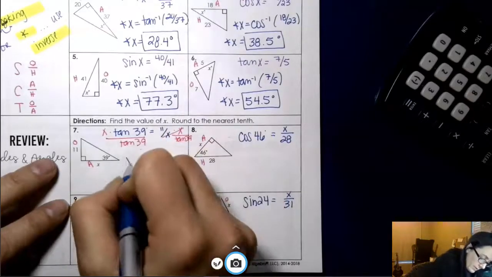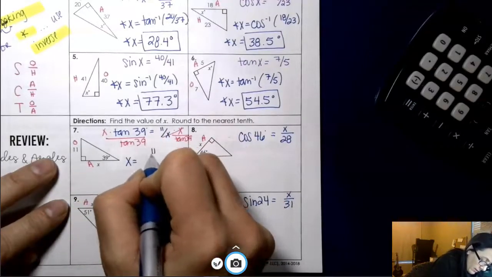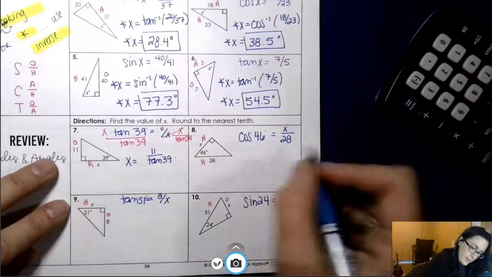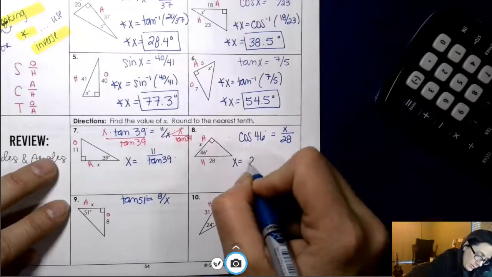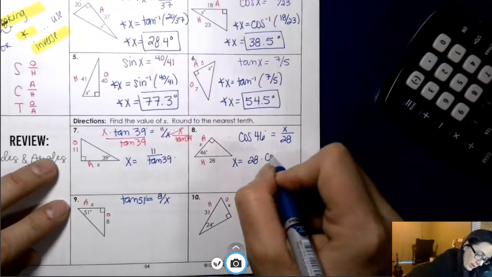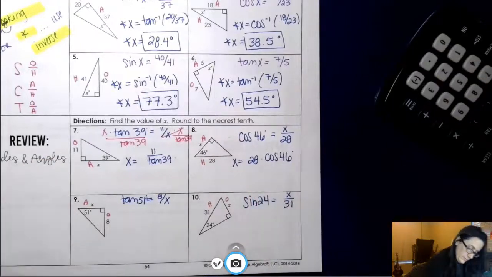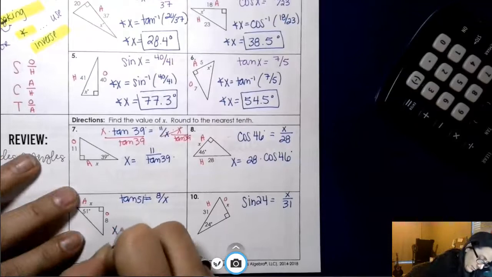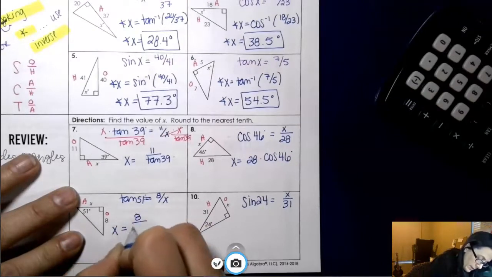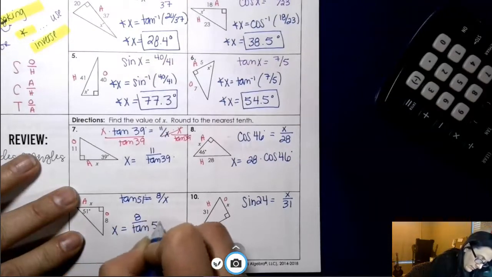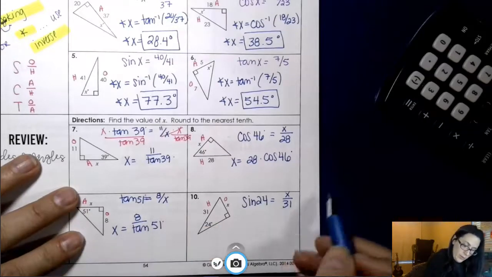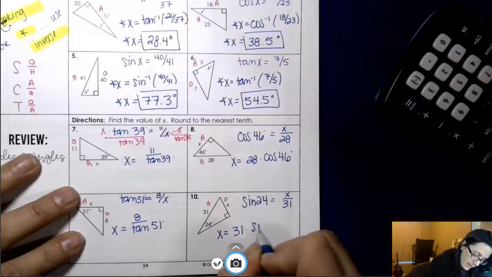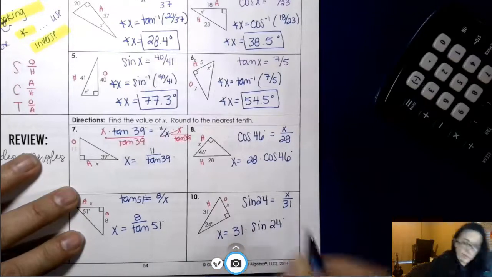I end up with x equals 11 over tangent of 39. Here, multiply both sides by 28. X equals 28 times cosine of 46. Multiply by x, divide by tangent. I would get x equals 8 divided by tangent of 51. Multiply both sides by 31. I get x equals 31 times sine of 24 degrees.